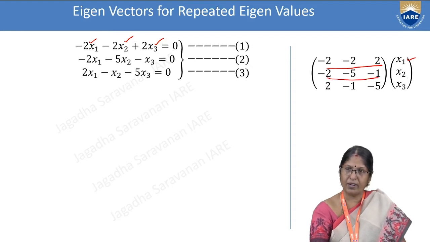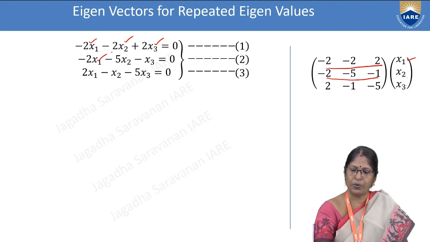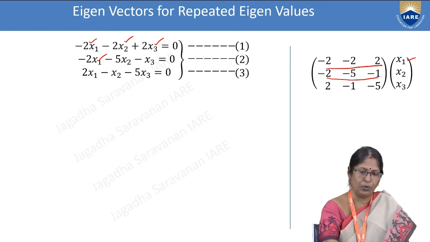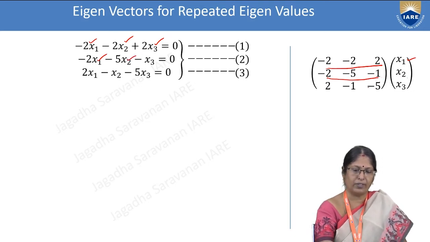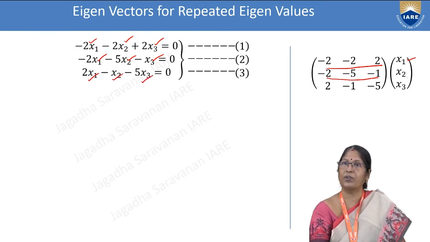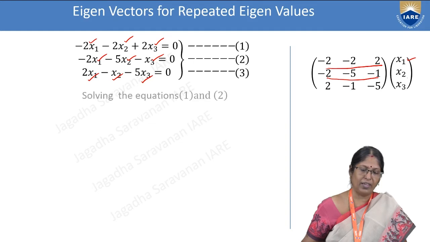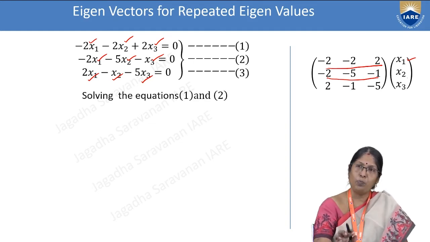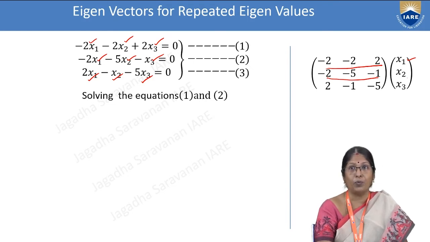So in the first matrix we concentrate on a row basis. Minus 2 into x1, minus 2x1. Minus 5 into x2. Minus 1 into x3. Then 2 into x1, 2x1; minus 1 into x2, minus x2; minus 5x3 equal to 0. We got the 3 equations. With the help of these 3 equations, our aim is to find the values of x1, x2, x3.